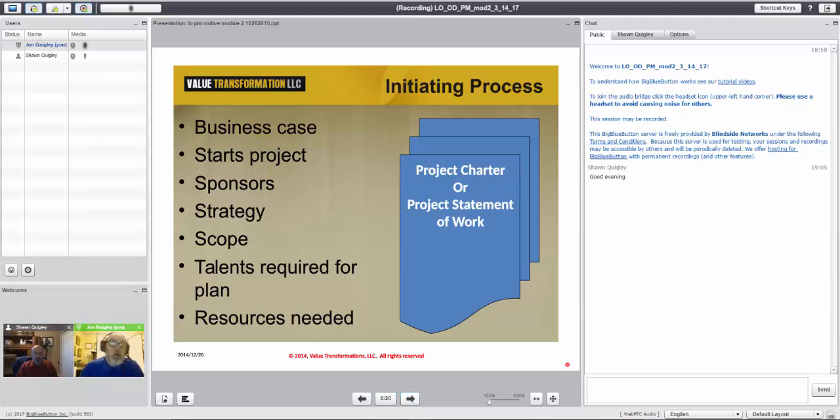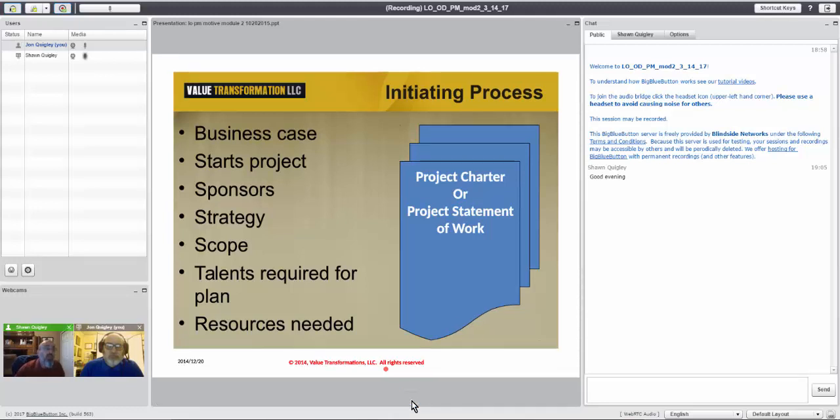For me, the big ones are these four: sponsor, strategy, scope, and talents required. Those are big opportunities for learning. I would agree with you, and I think a lot of what we're trying to present in this module is, it's not uncommon for this one right here to be the main driver. Yep.